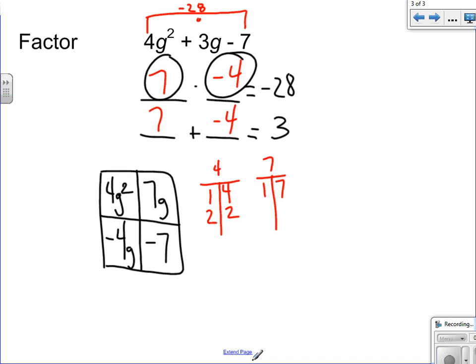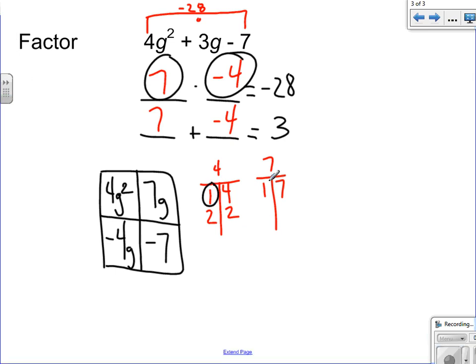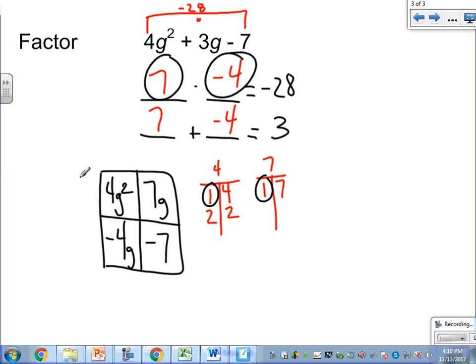And what we want to do is find all the ways to multiply to get 4 using whole numbers, 1 and 4, 2 and 2. All the ways to multiply to get 7. 7 is prime, and its only factors are going to be 1 and itself, 1 and 7. Now, compare those two charts. What's the biggest number that's the same in both? 1, right? The GCF of 4 and 7 is 1.